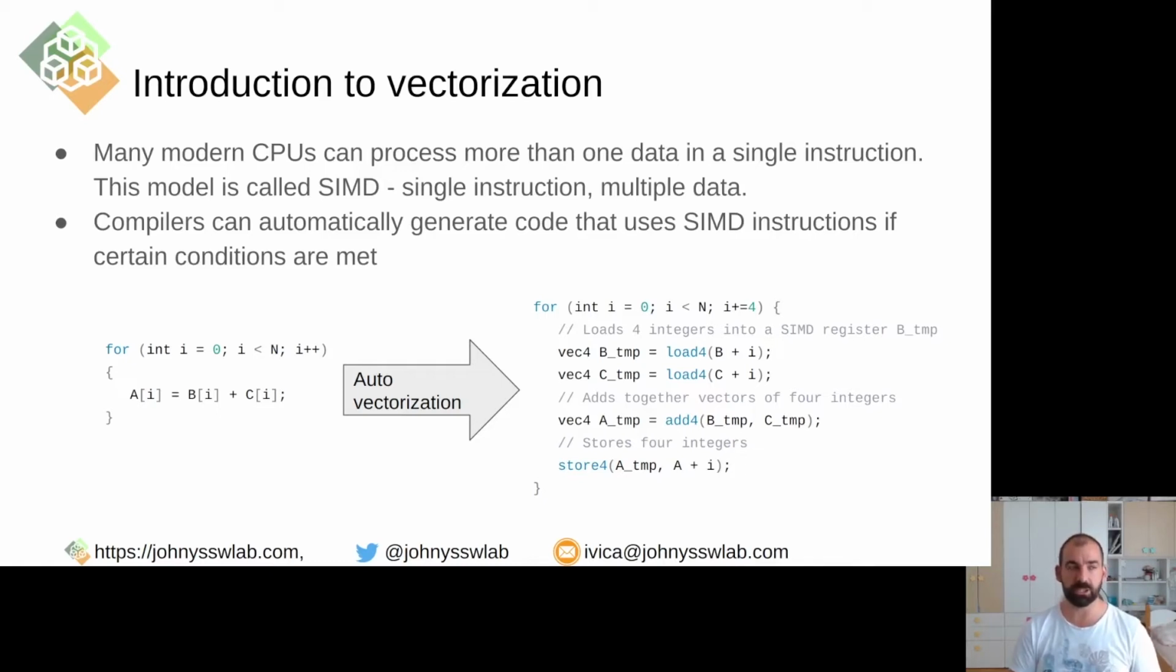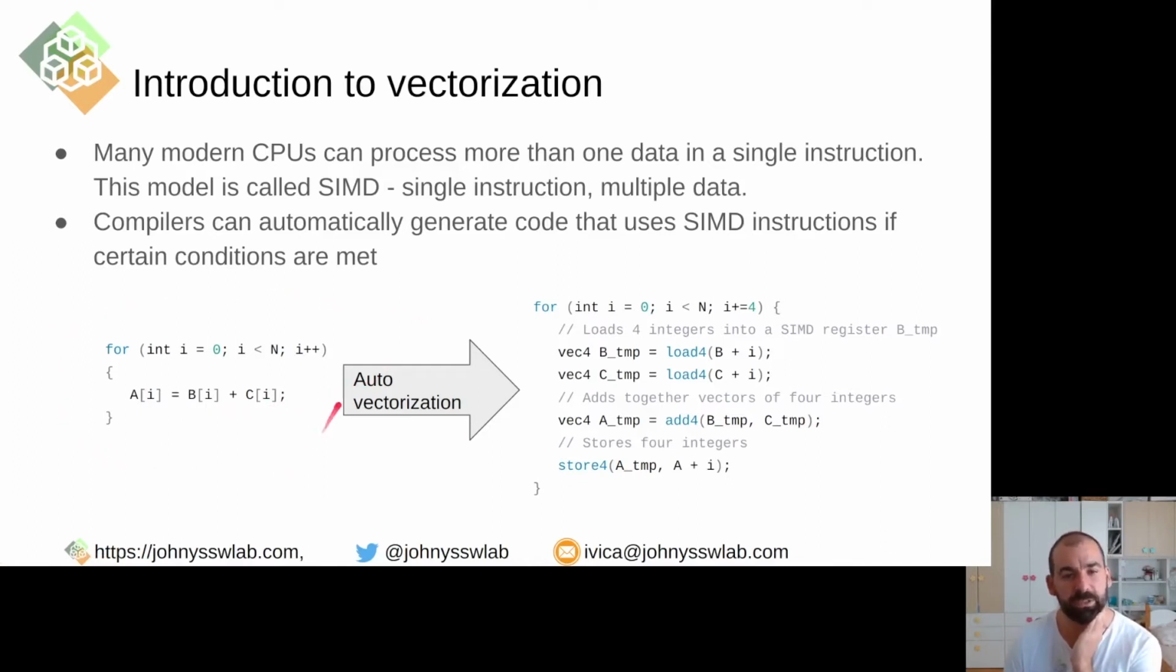So vectorization is an important thing if you want peak performance, if you want the best possible performance. Many modern CPUs can process more than one piece of data in a single instruction. This model is called SIMD, single instruction multiple data. So these are special instructions, and one instruction can, for example, perform 4 loads, 4 adds, or 8 adds depending on the type.